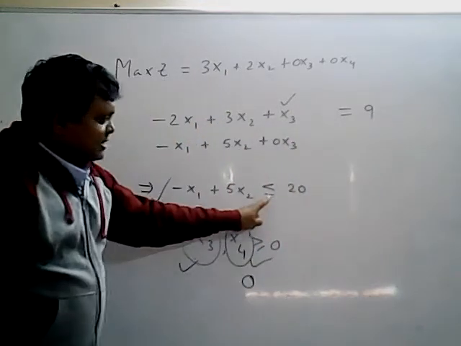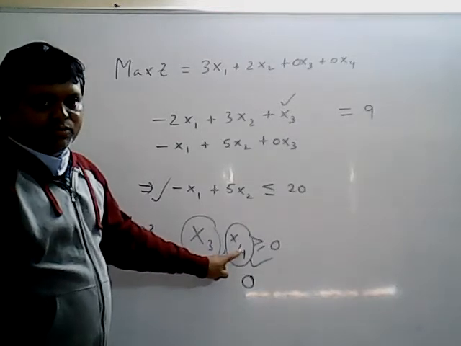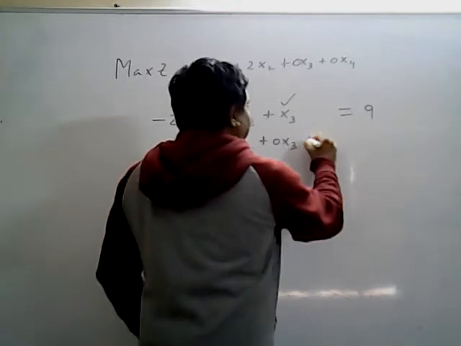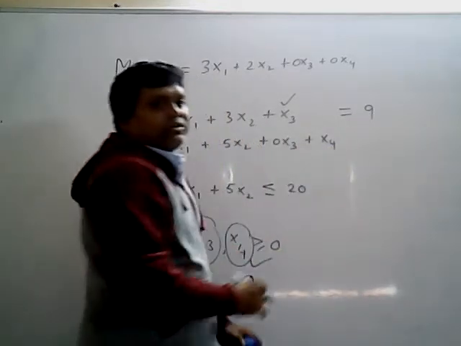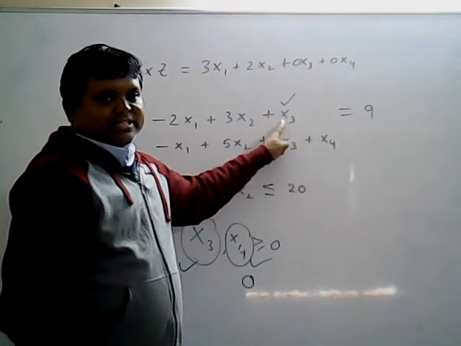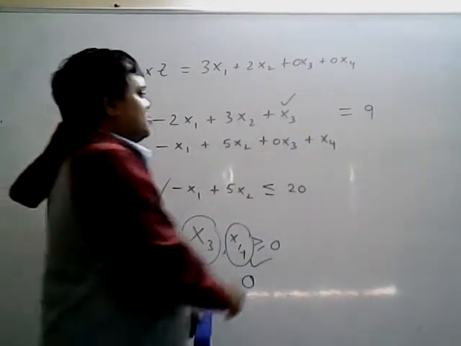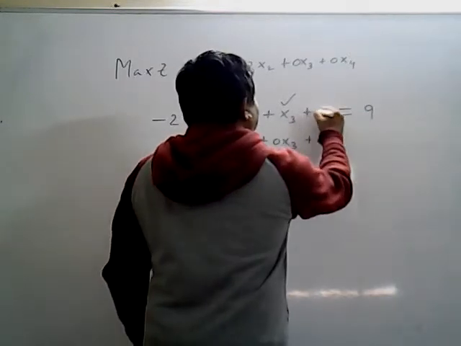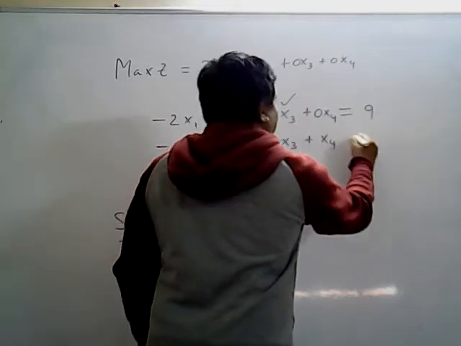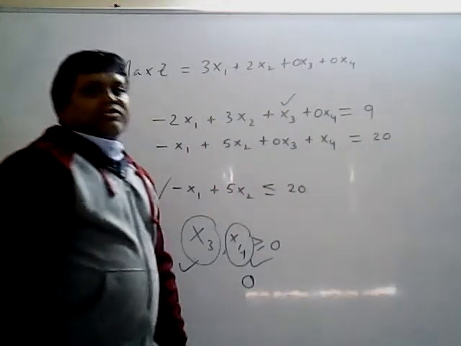The second constraint is also less than or equal type, so the next slack variable is added. Added means the coefficient is 1. So plus x4; don't write 0x4. Here the slack variable is added with coefficient 1. So x4 is added here. The value on the right side is 20.